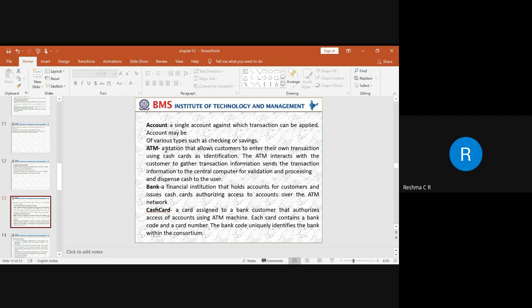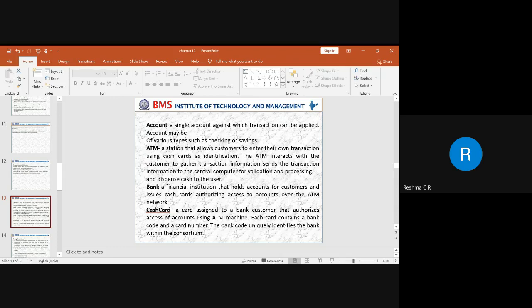Next we have a bank. How do we describe a bank? We can say it is a financial institution which carries different types of accounts. It performs different transactions. It will identify the customer. It will give access to the cash cards, and once the cash card is issued, the customer can make a transaction using this cash card over any ATM network. That is how we describe a bank.